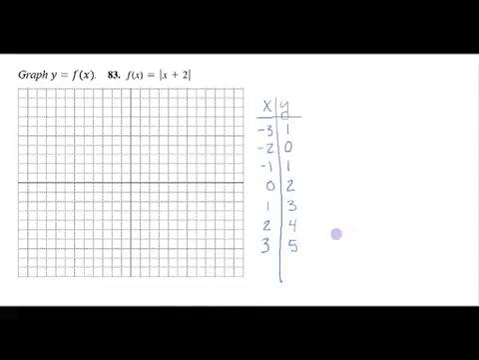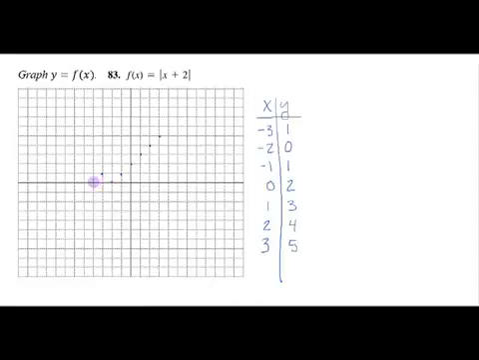Absolute value is 5. Now we have these points that we can go ahead and graph. -3, 1. -2, 0. -1, 1. 0, 2. 1, 3. 2, 4. 3, 5. Now what we have looks a little bit like a check mark.